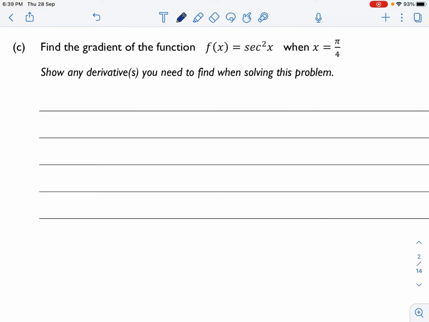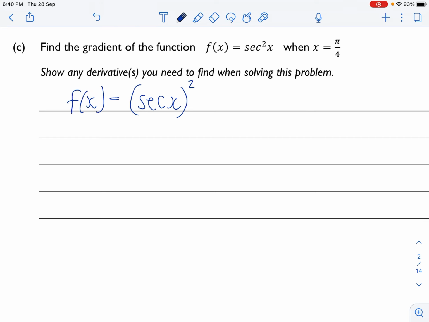So this is finding the gradient of the function f of x, sec squared x when x is pi over 4. So what we need to do is differentiate f of x. If you think of f of x, when the squared's in the middle like that, think of it as sec x all squared, because that is exactly the same thing. And it might be easier to think of it like that.